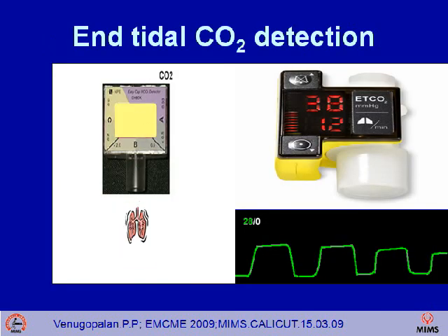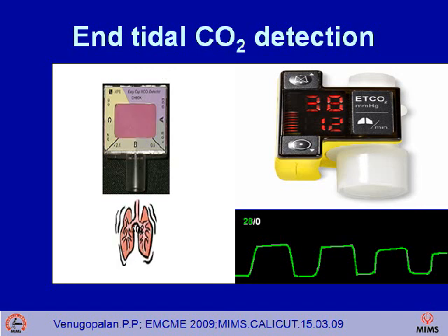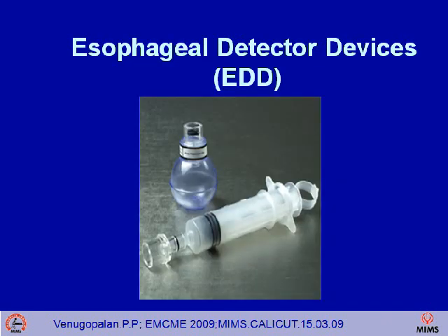But the absolute way of confirming the position of the endotracheal tube is the carbon dioxide detector. There are different carbon dioxide detection methods: colorimetric method, digital method and waveform method. Among the three, the most accurate one is the waveform. An esophageal detector device is a simple device that helps to rule out an esophageal intubation. It can be a bulb or a syringe.